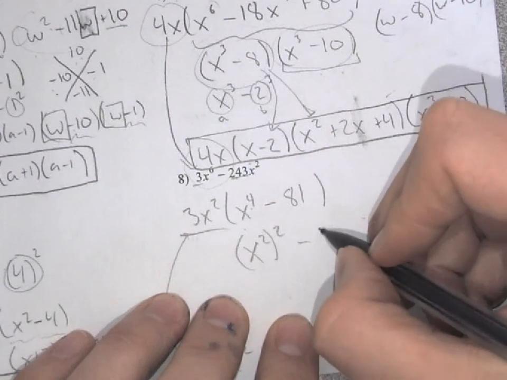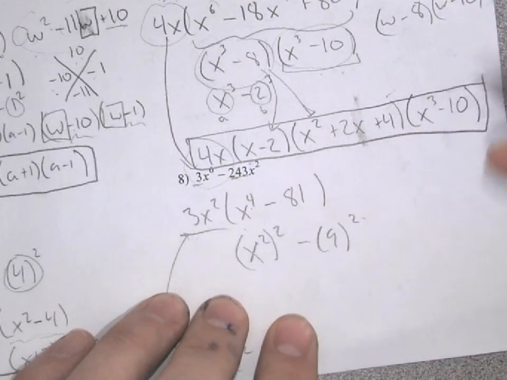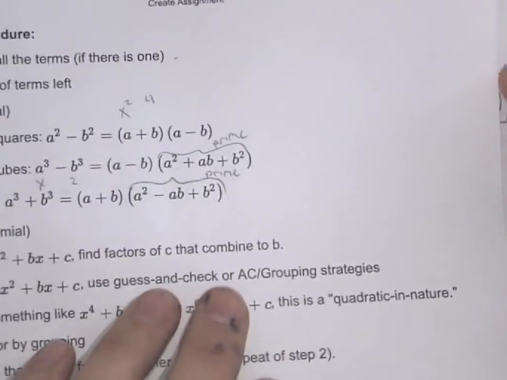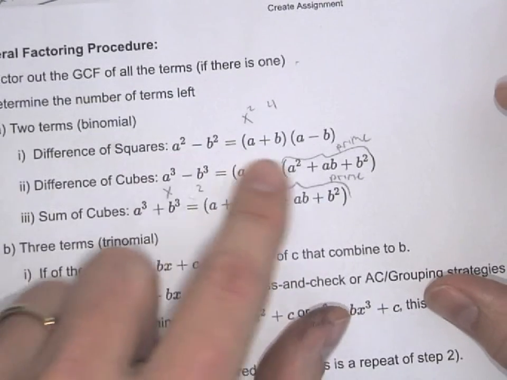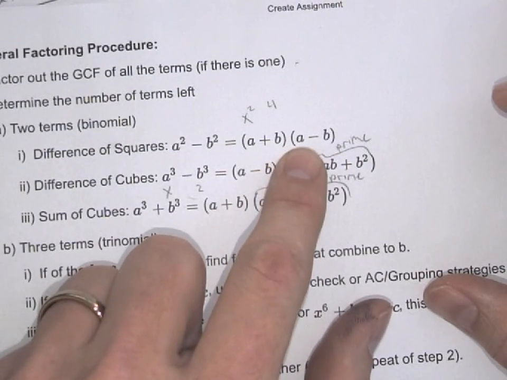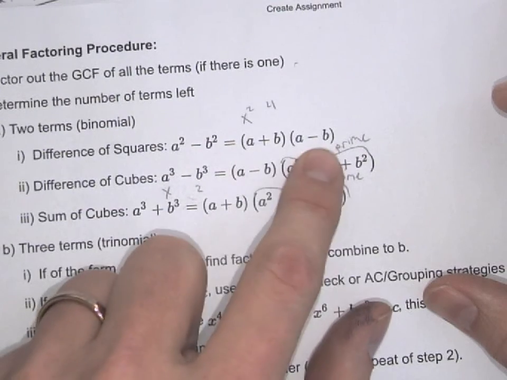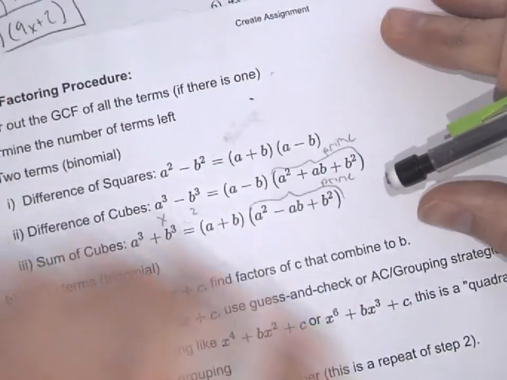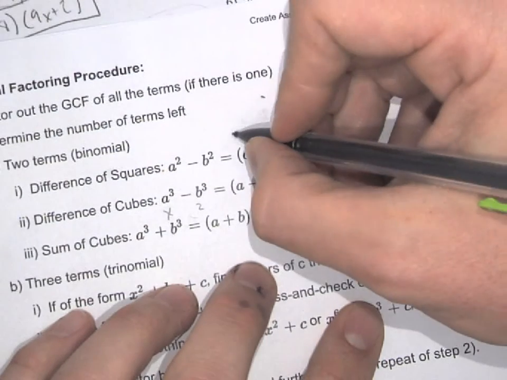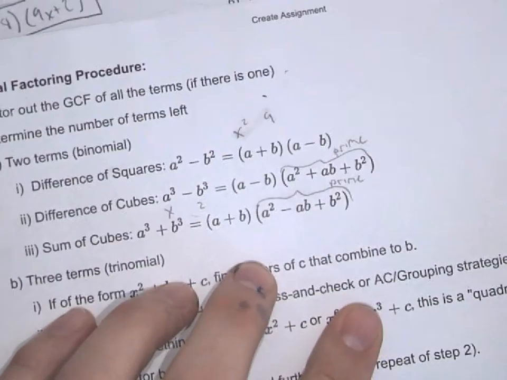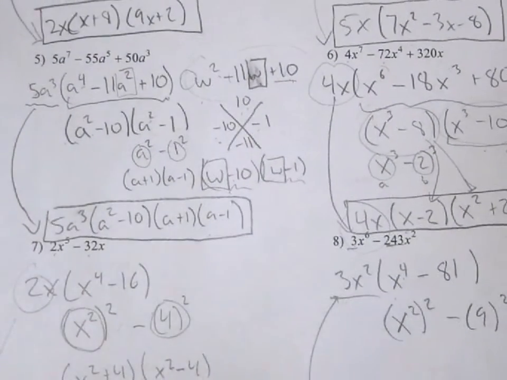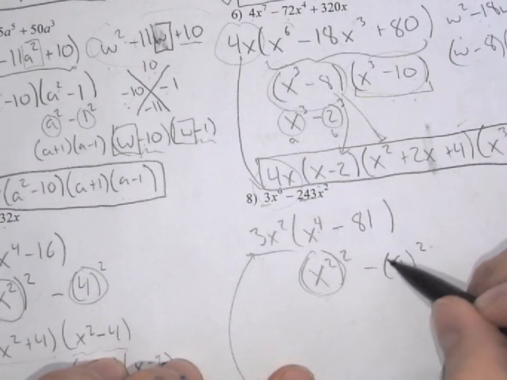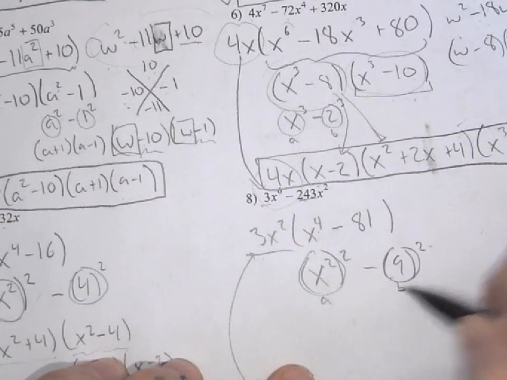And I can write 81 as 9 squared. All right, so using my difference of squares template, I know I'm going to have a conjugate pair. In other words, the same two terms, but one has a plus and one has a minus. But this time, I know my a and my b are going to be x squared and 9, right? Because that's what I have squared. I have x squared squared, and I have 9 squared. So this is my a, and this is my b.